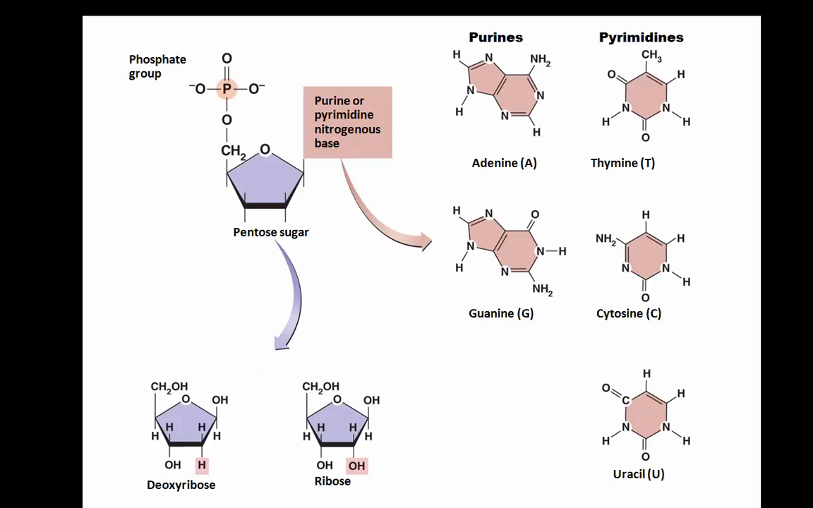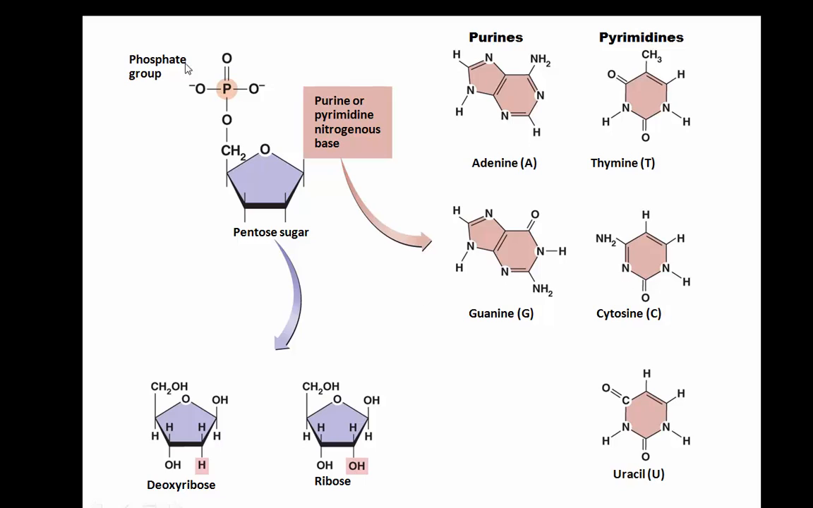So as we look at your pentose sugar and your phosphate, and then here are your bases, and they're divided into what are called the purines and the pyrimidines. The pyrimidines are a single ring, the purines are a double ring. So there's your sugar.